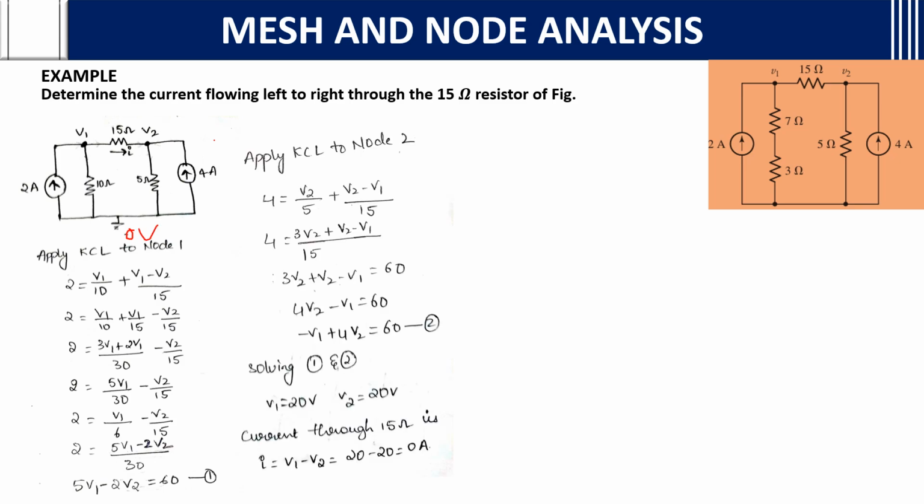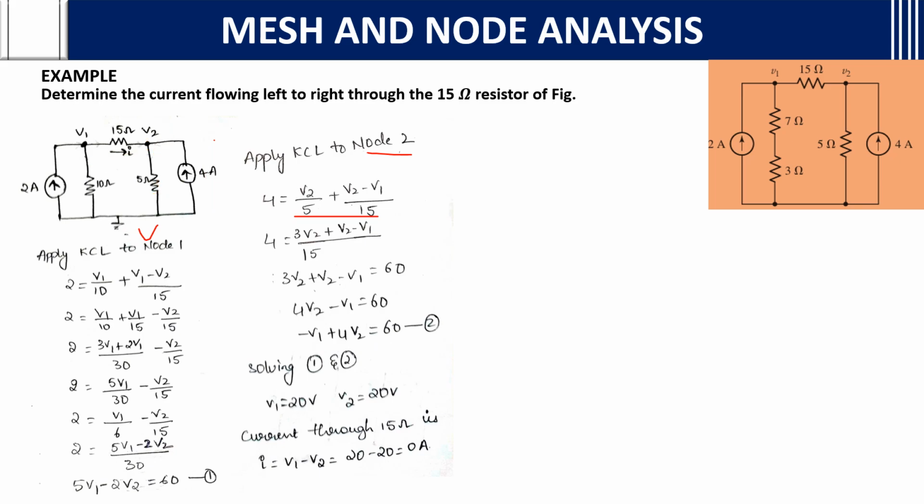Then for KCL at node 2, if you see here, 4 amperes we take as incoming, and these are outgoing currents. The 4 amperes shown here is in the same direction, so plus 4, that is equal to the addition of the outgoing currents. Outgoing currents are V2 by 5 and V2 minus V1 by 15. Why? Because with respect to V2, we are considering node 2. So first we take the V2 voltage, V2 minus V1 by 15. If you calculate, you will get minus V1 plus 4V2 equals 60.